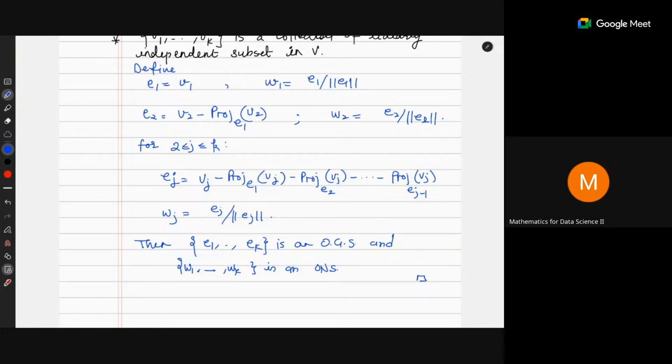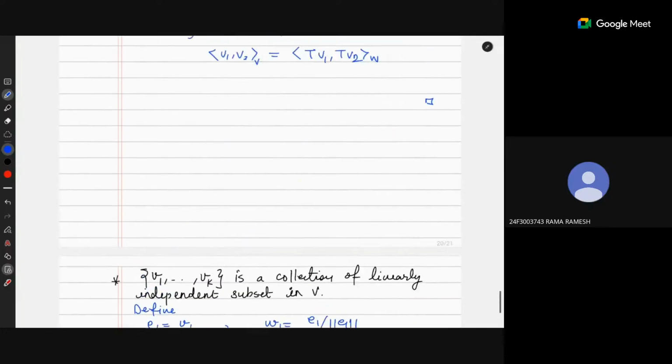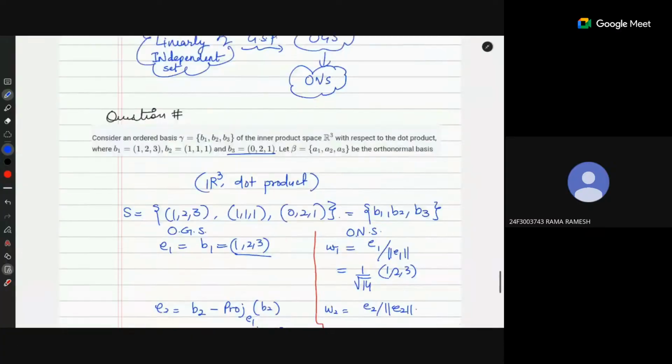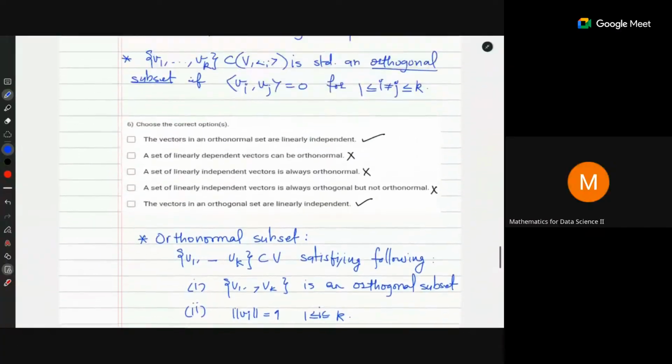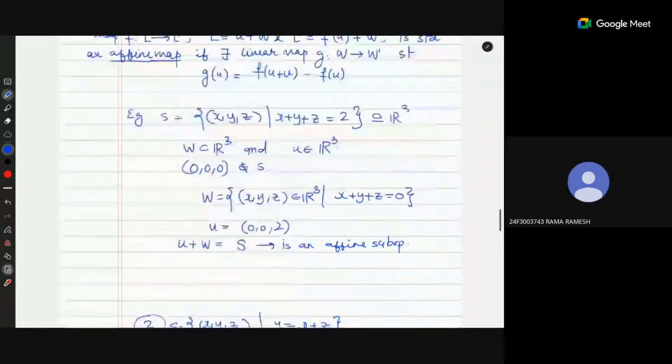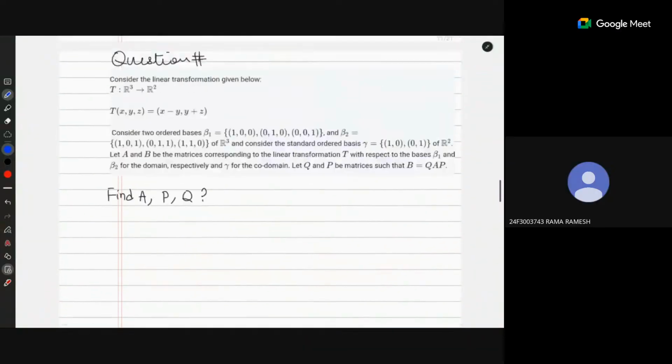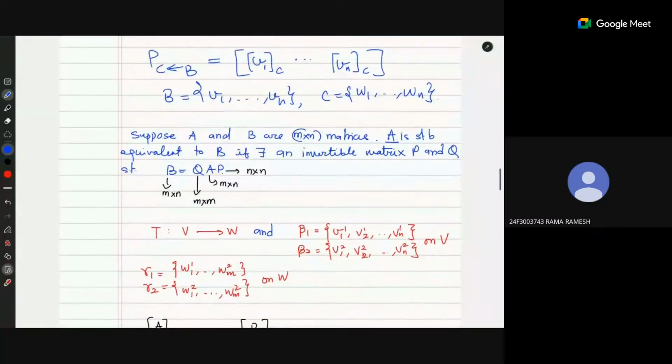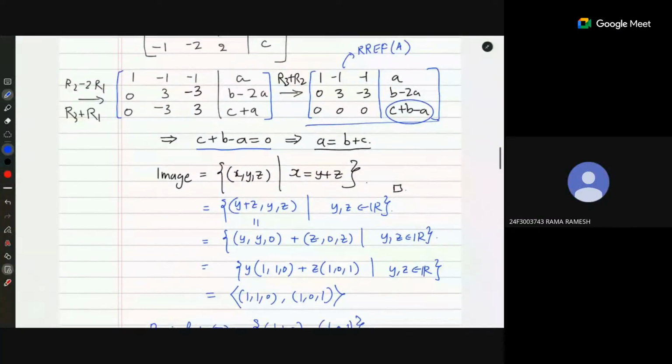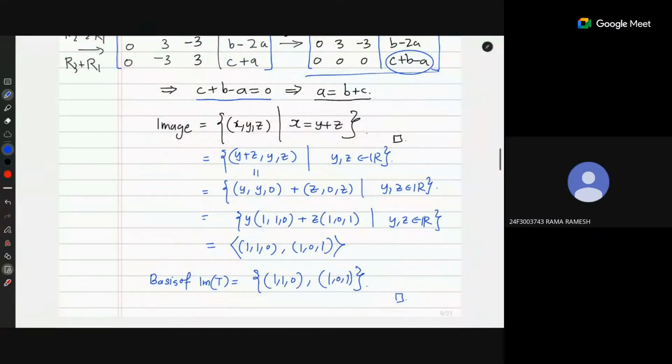Yeah, Rama, you have something to say? Sir, the last problem that we solved before you started equivalence of matrices, I have a very small doubt in it. We were working on the image space. Here, the basis of the image, we will be taking it from the pivot columns, the original pivot columns. Is that so, sir?